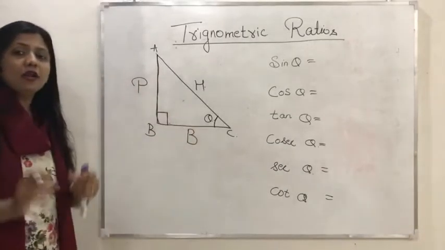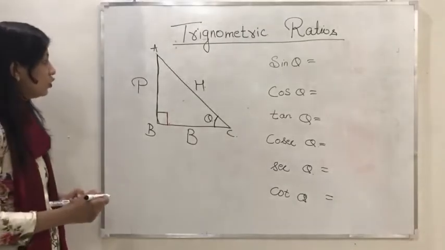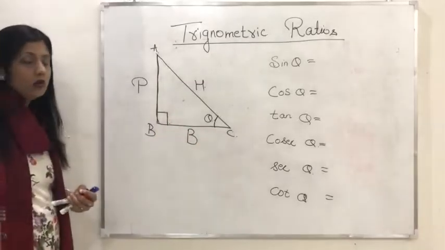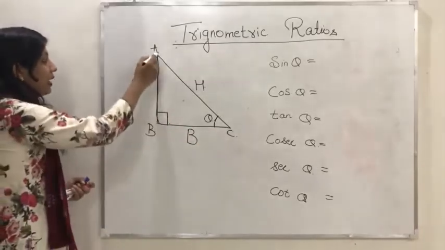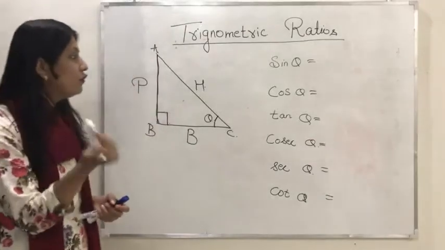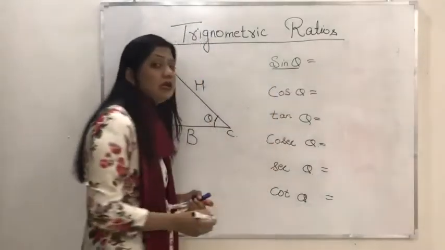So now we will study the ratios of the sides. The ratios can be AB upon BC or AB upon AC. So you will get a total of 6 ratios. So first of all, the first ratio is called sine theta.